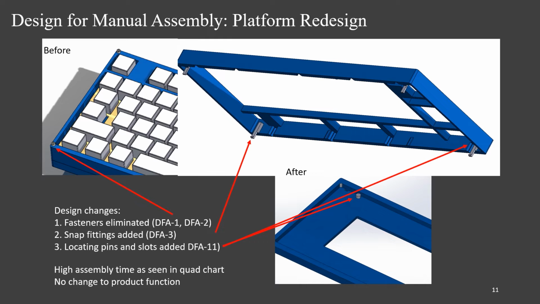The low efficiency and high labor cost and total assembly time resulted in a few design changes for the manually assembled keyboard. The first key design change was that the fasteners, which used to be screws, were eliminated and replaced with snap fittings. To allow for easier assembly of the snap fittings, the team also added locating pins and slots to allow workers to more easily assemble their pieces.